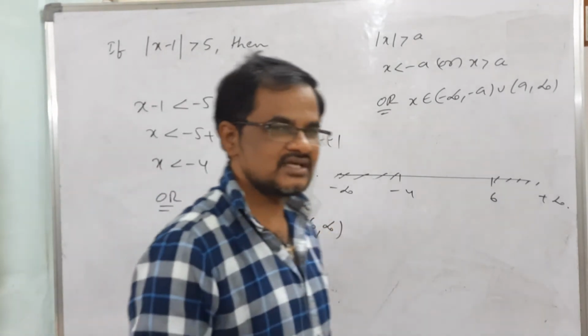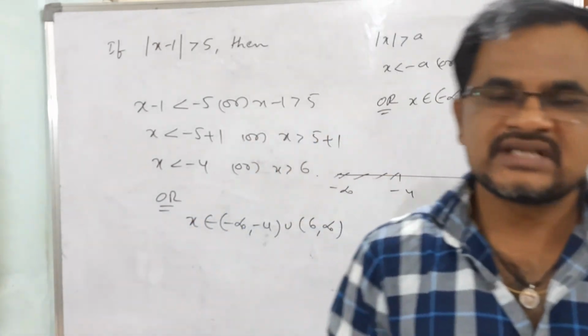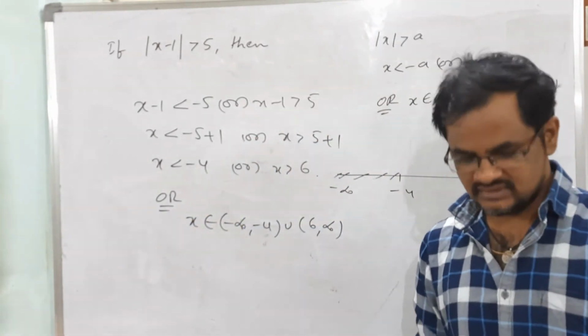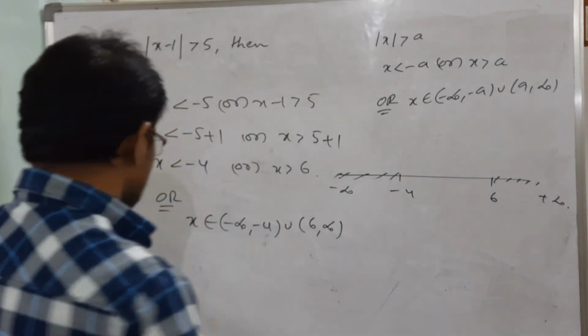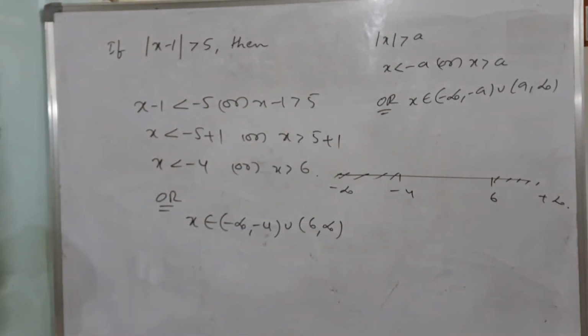Strict inequality means open interval, and slack inequality means closed interval. So the answer is the open interval minus infinity to minus 4, union 6 to infinity. Here the third option is given.